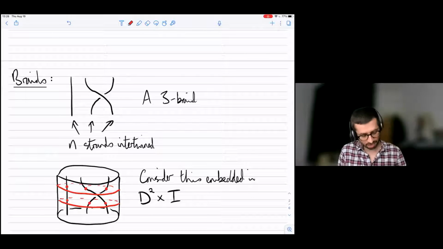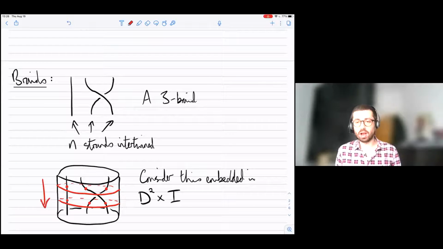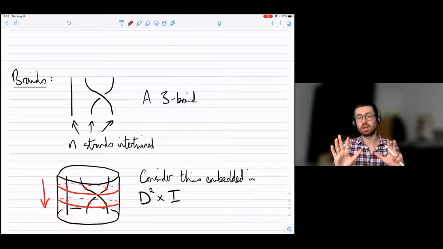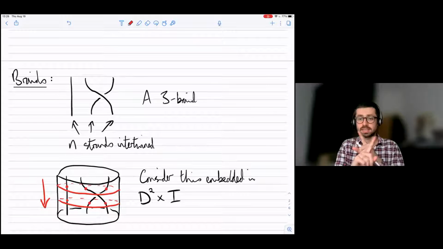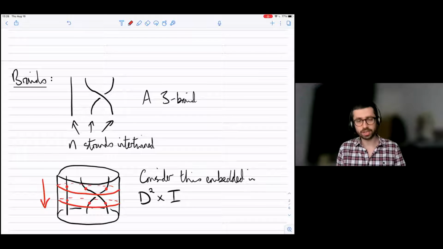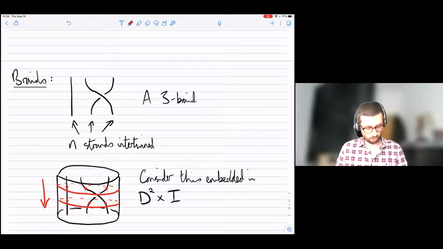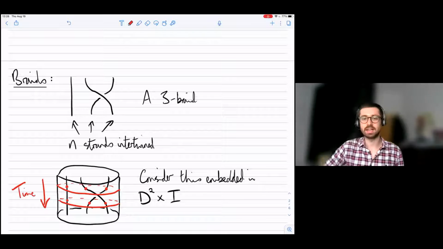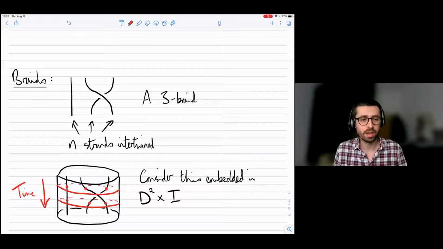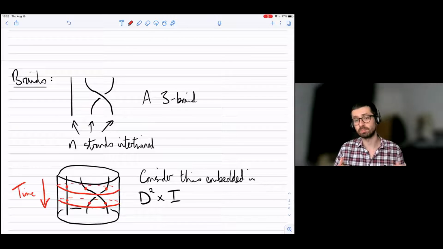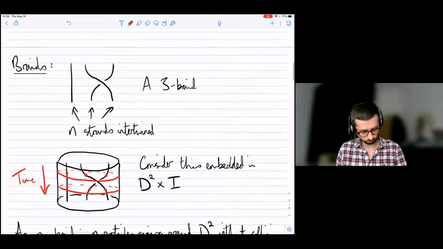And as you move down through the cylinder, you can see these marked points moving around the disk as you pass along your braid. So you can think of this like a movie where the vertical direction represents time, and each cross section is a snapshot in time where you see your particles, your marked points on the disk, as they're moving around.